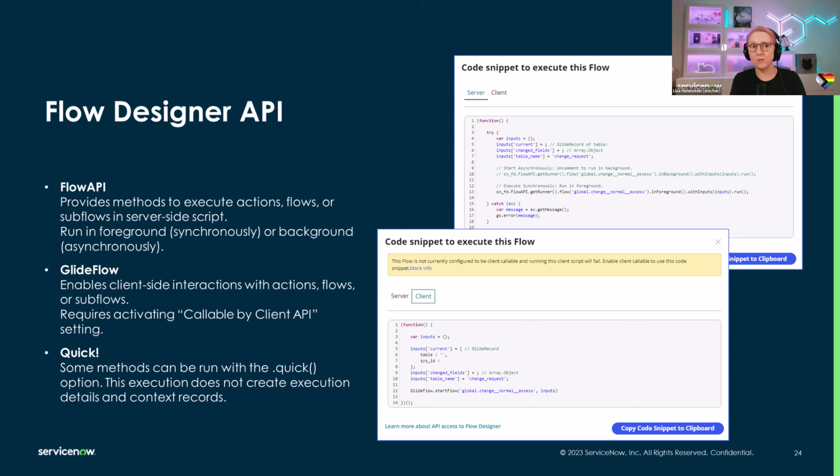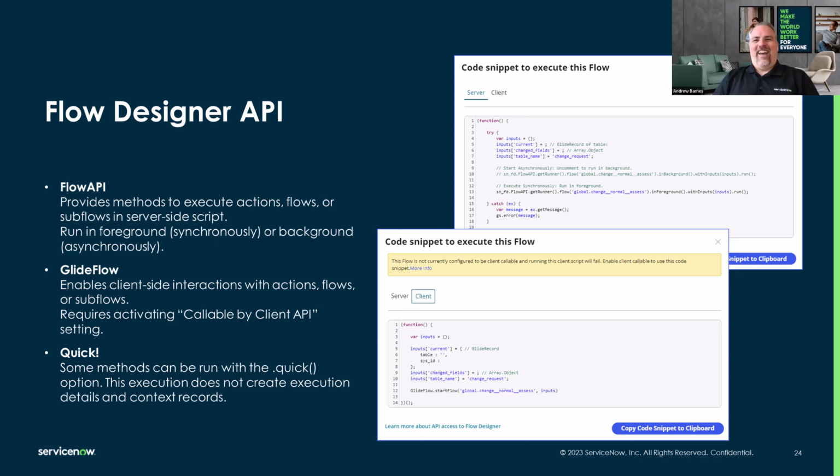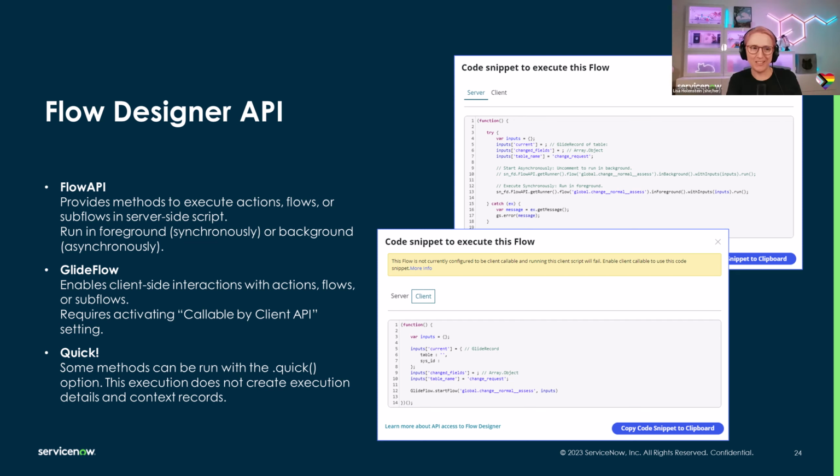Do you need to provide maybe a table or an object or string as inputs? And then you can decide whether you want to run your flow either in the background, so asynchronously, or in the foreground, which is synchronously. To run a code snippet from a client script, you'll need to use the Glide Flow API over the Flow API. But again, Flow Designer will create that code snippet for you.